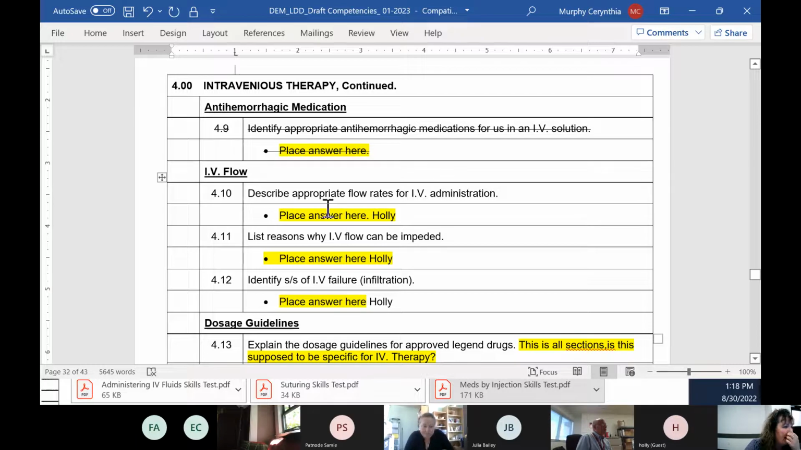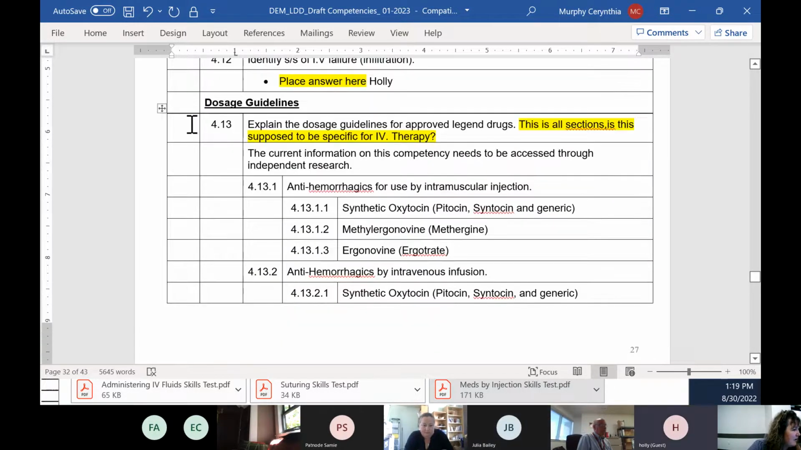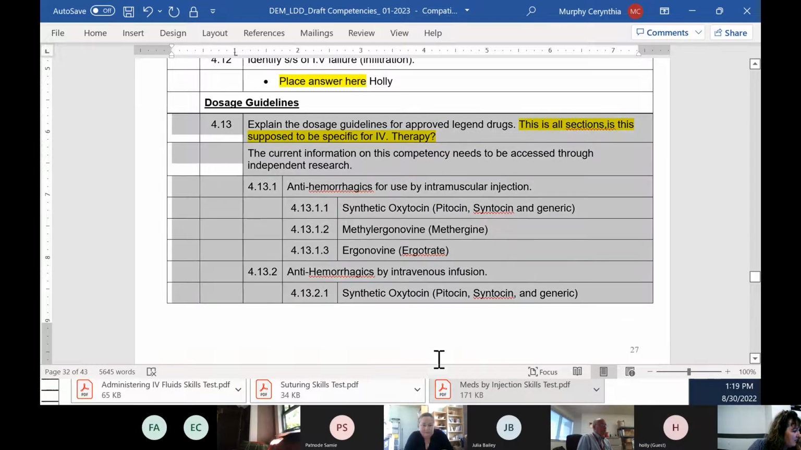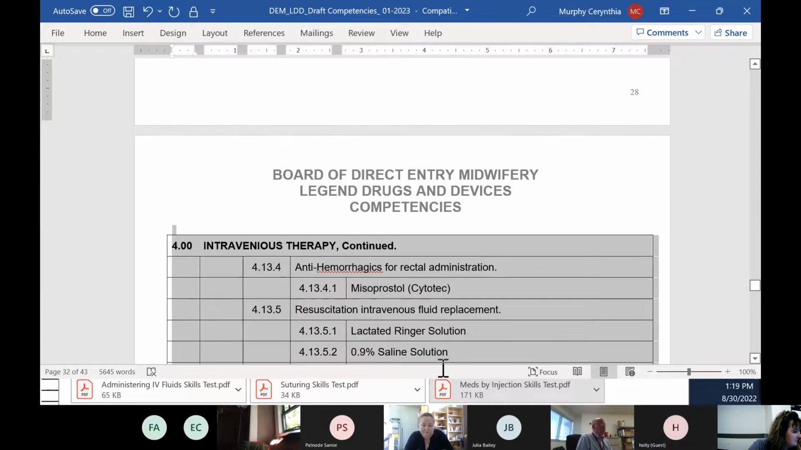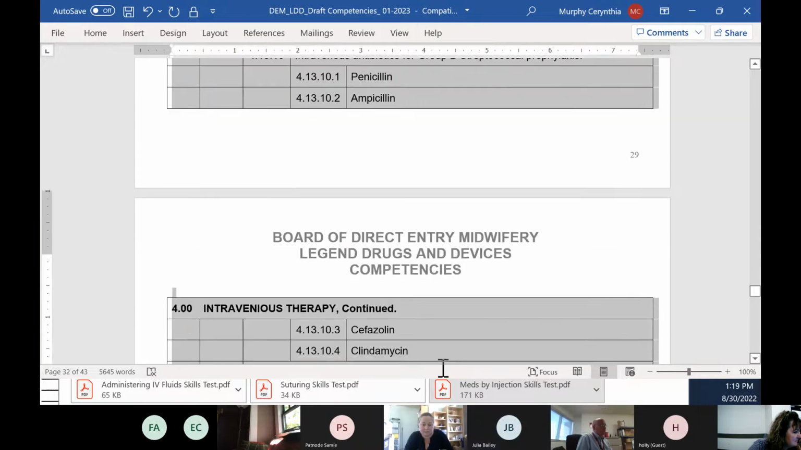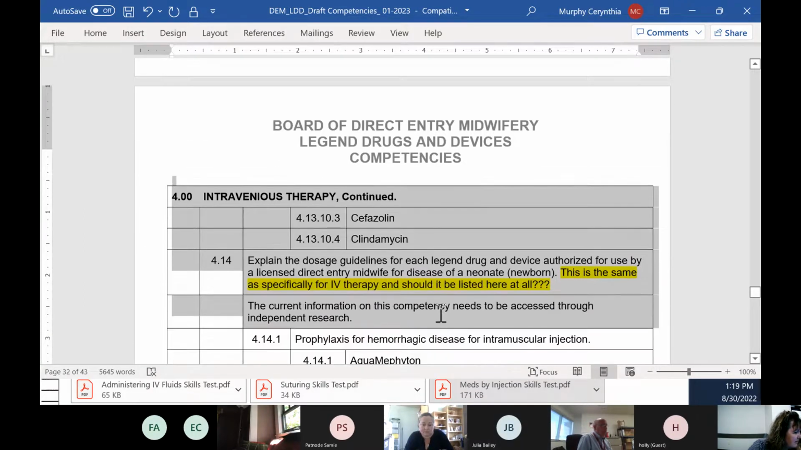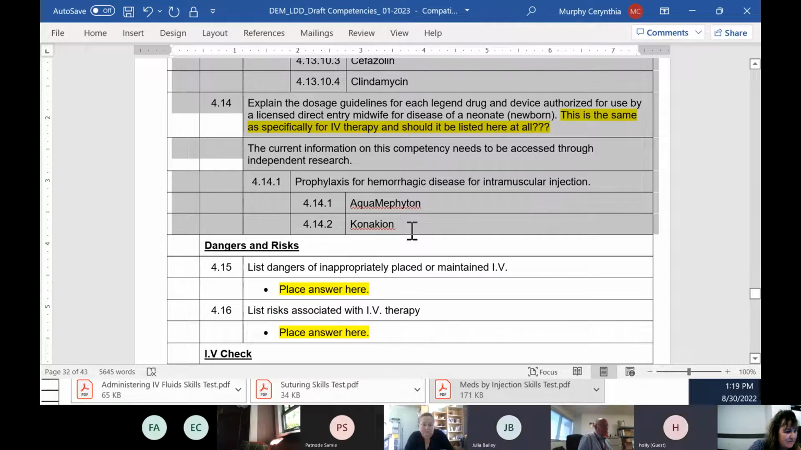So we took 4.9 out. So IV flow rates. We already went over this, Holly. Yeah, we already went over this, Cerinthia. And we got rid of all of this. So dosage guidelines again here we're getting rid of, because we already covered all that. So all the way down to like 4.15 with dangers and risks. Okay. So do I leave the dangers and risks though, right? Yes.